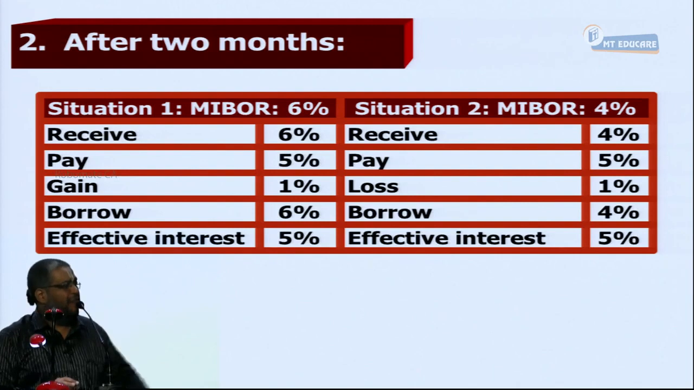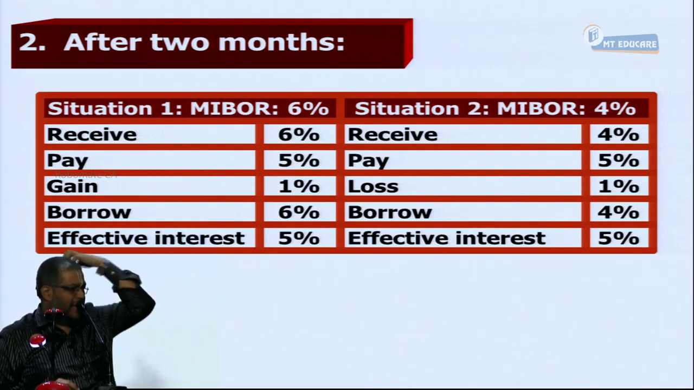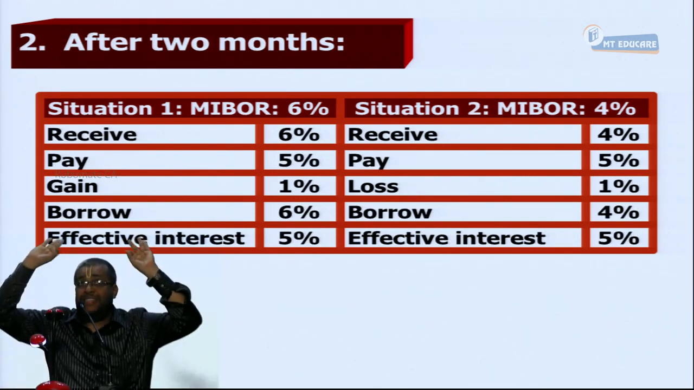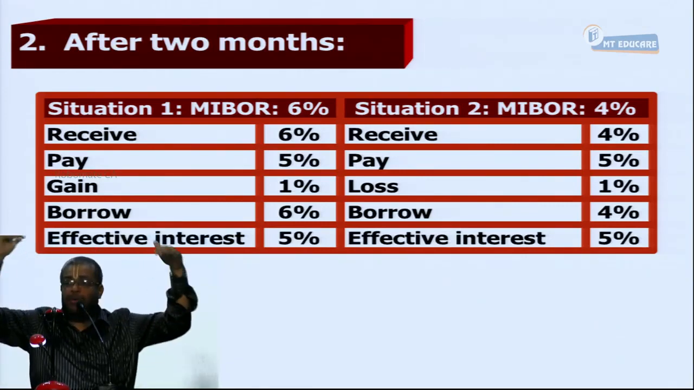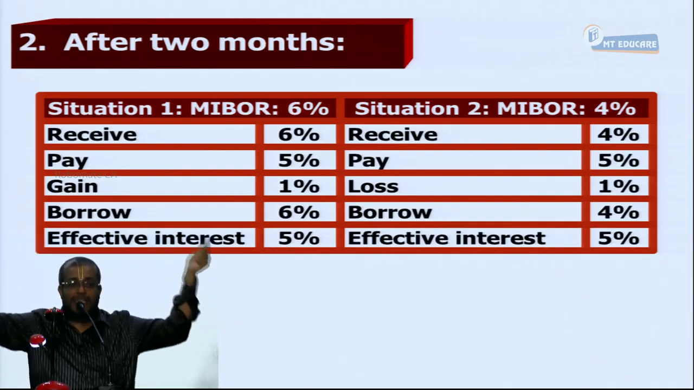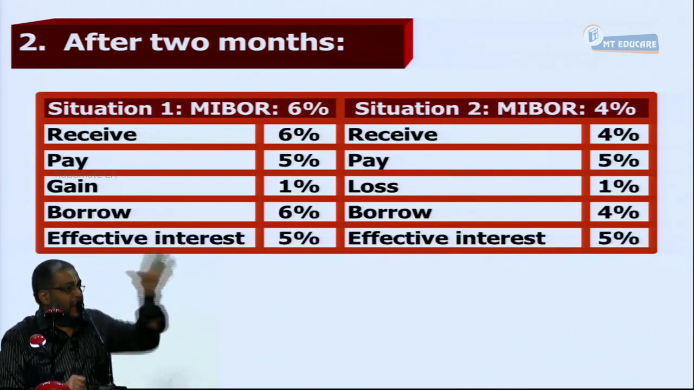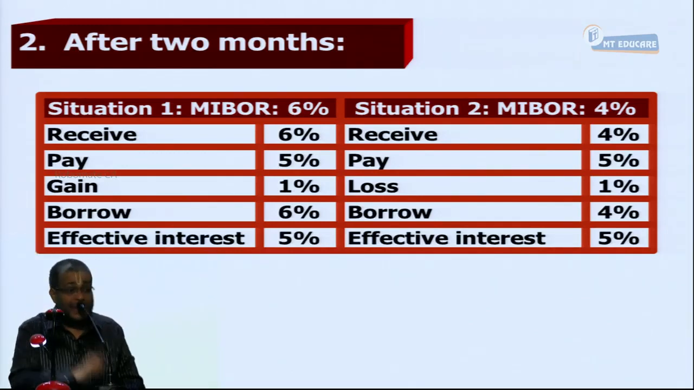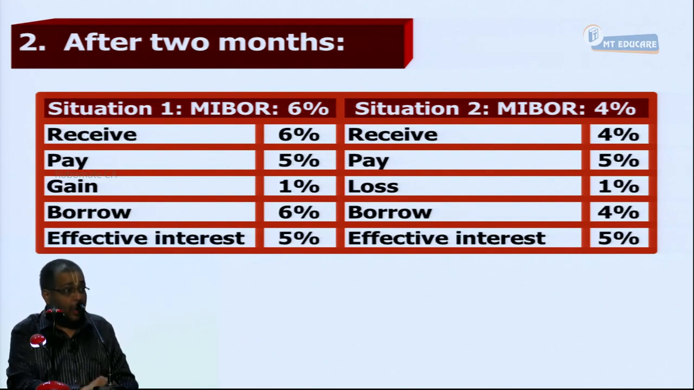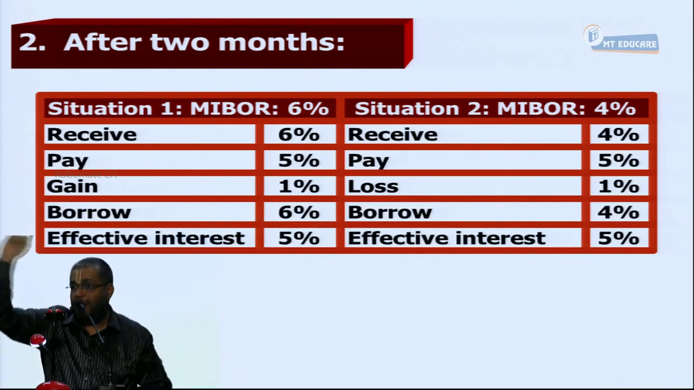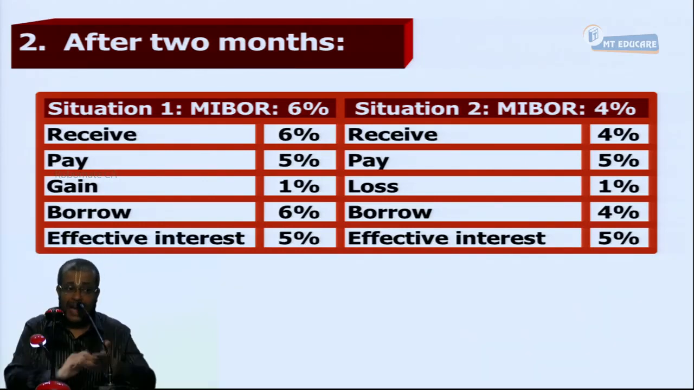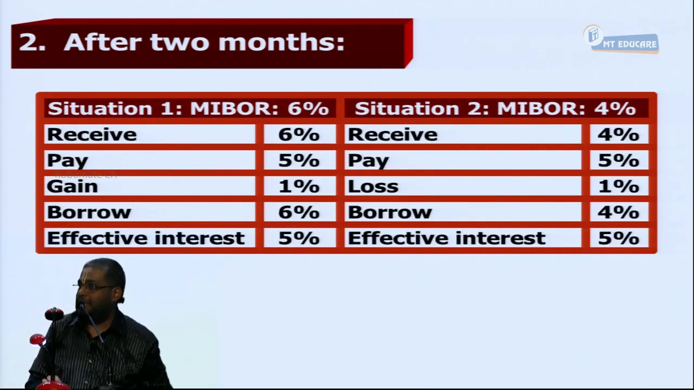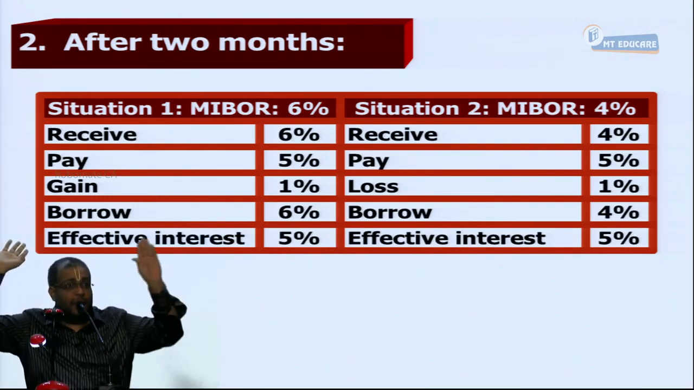5%. In either case, whatever may be the MIBAR rate at the end of the second month, I always have an effective rate of how much percentage here? 5%. When MIBAR increases, the FRA gives me a gain and makes me pay only 5%. But when the MIBAR decreases, the FRA does not allow me to pay a decreased interest rate. It books a loss and makes me pay only 5%. So whatever may be the MIBAR, after 2 months, I have locked myself to how much interest rate here? 5%. Are you understanding what I am discussing or not?